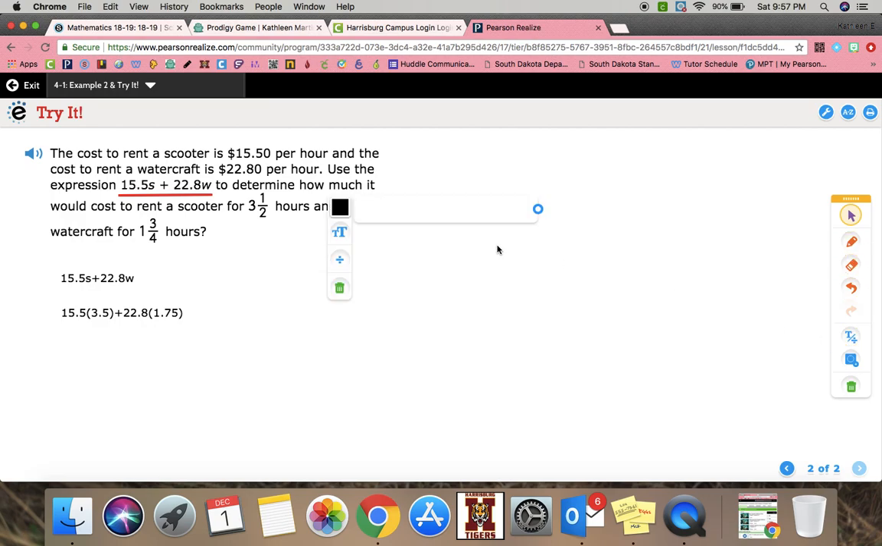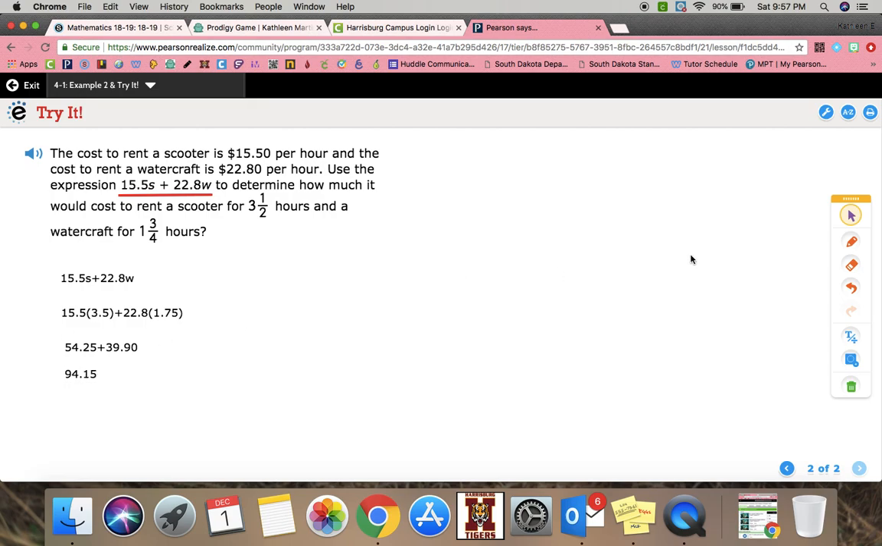Third step is to multiply them. So 15.5 times 3.5 is 54.25, plus 22.8 times 1.75 is $39.90. So that's our third step, is to multiply. And then the fourth and final step in this equation is to add those two things together, which gives you 94.15.